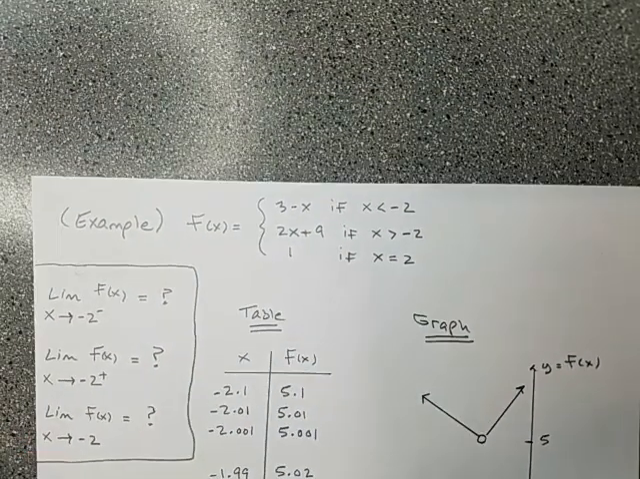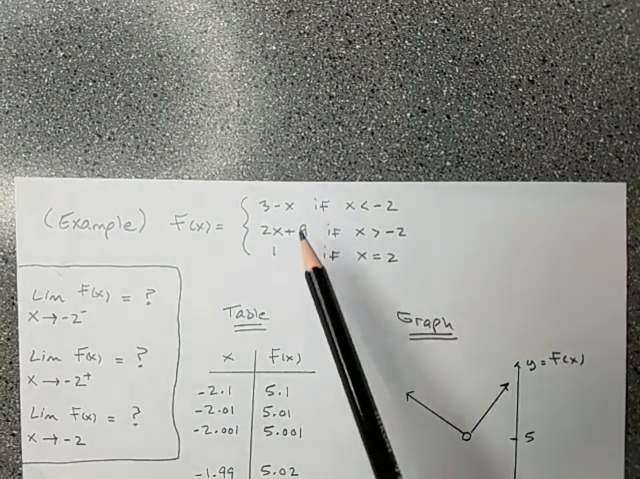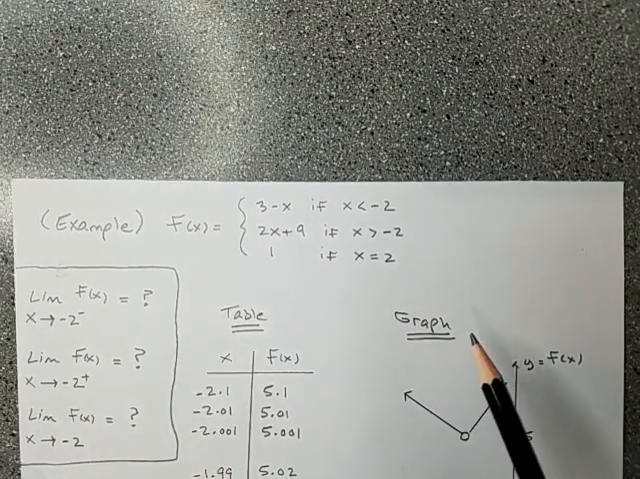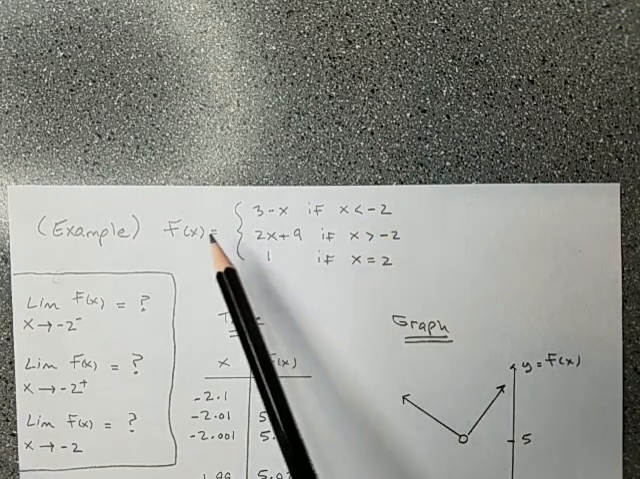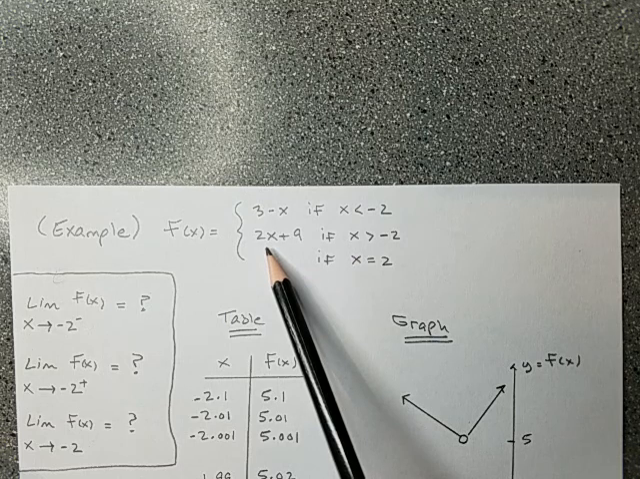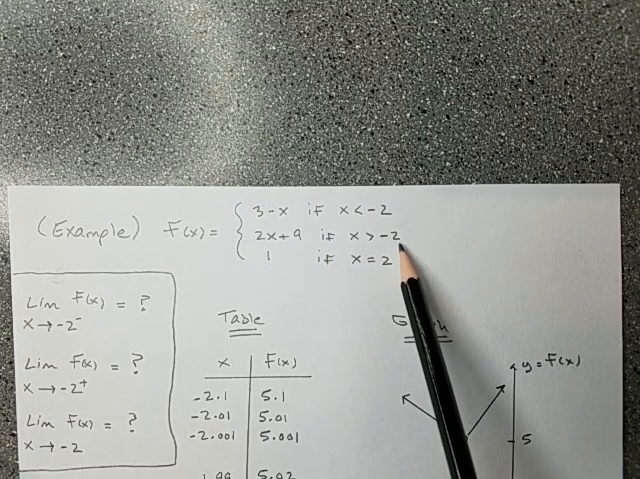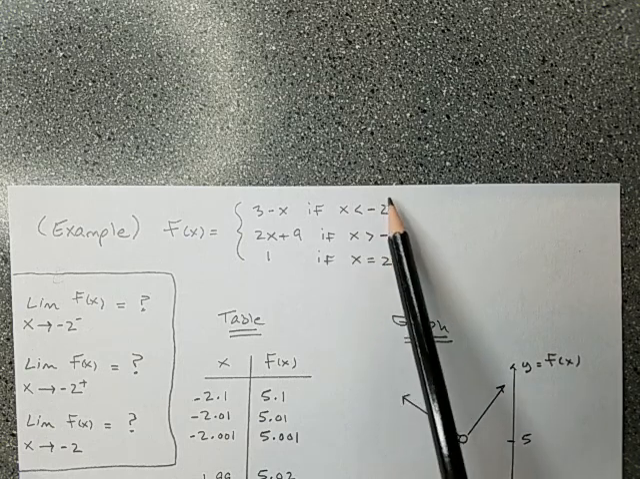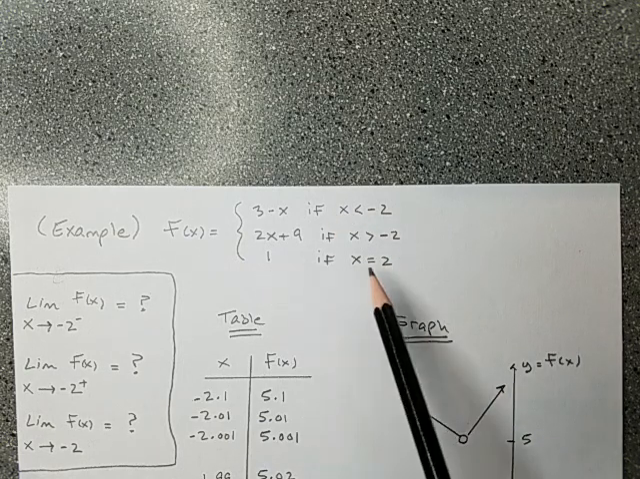So I wanted a similar question, but let's say this piecewise function has 3 parts, okay? All right, so y is 3 minus x if x is less than negative 2. Y is 2x plus 9 if x is more than negative 2. And notice how both of these leave the negative 2 out. And then y is 1 if x is negative 2.